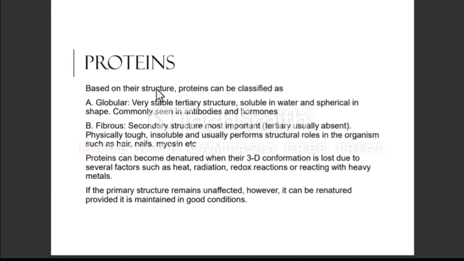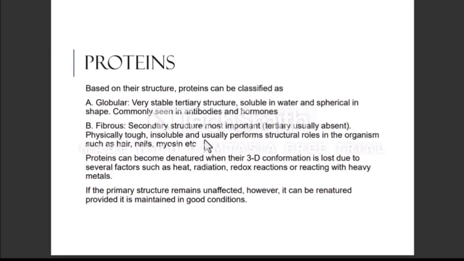So what are globular proteins? Globular proteins are kind of spherical in shape. They have a very stable tertiary structure. They are soluble in water, and most of the time these proteins make up antibodies and hormones. So antibodies and hormones are globular proteins. The majority of functional proteins are globular proteins.